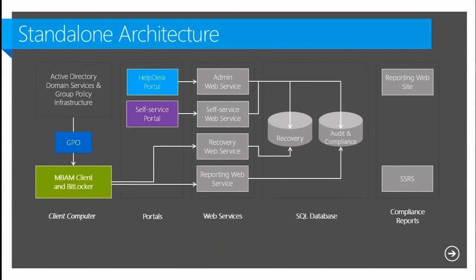We have the reports in SQL Server. And then basically we have GPOs deploying the policy for you. So it's the MBAM agent running on your client computer, getting policy through GPOs, talking to web services that talk to either the self-service portal or the help desk admin portal, and you report data. You report data back to the database, and that data is exposed through SSRS for our reports.